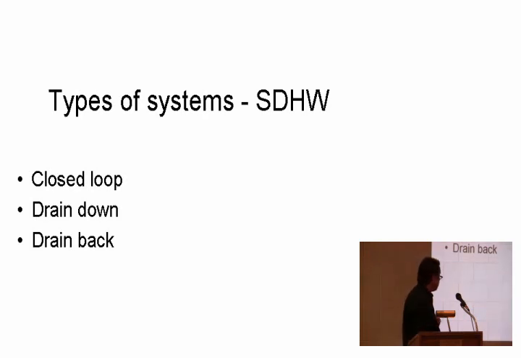Types of systems, closed loop. So those systems that I showed you there are closed loop type of systems, which means that it's a closed loop of the piping where the fluid flows from a pump up to the collectors, back down to the pump, and that's one closed loop. Then there's a drain down type of system, which is not very common anymore at all. And then the third one is a drain back. Next slide.